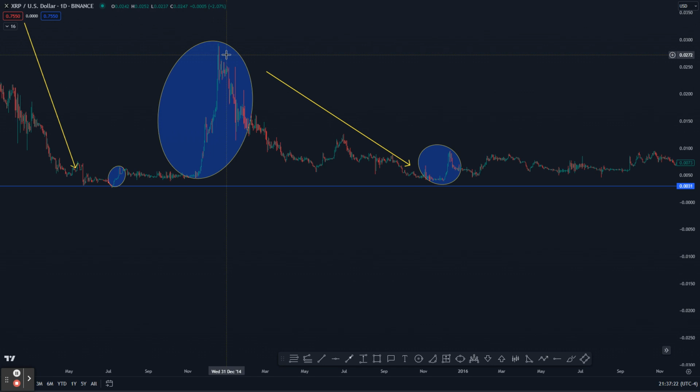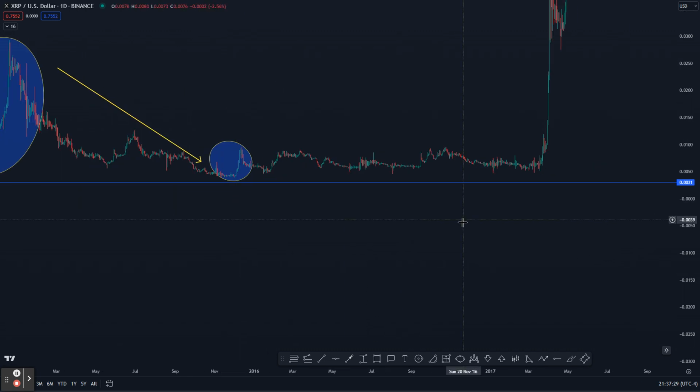Okay. Now, this is for these types of assets. I haven't done all the assets like this. This is just for XRP. I'm just doing some studying, historical analysis on it, and I found that.